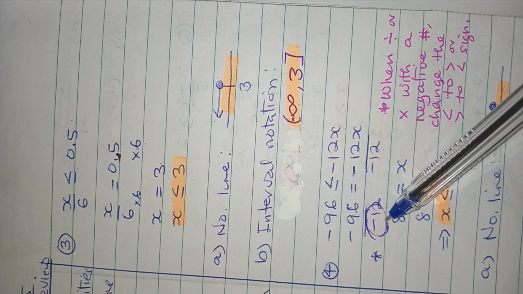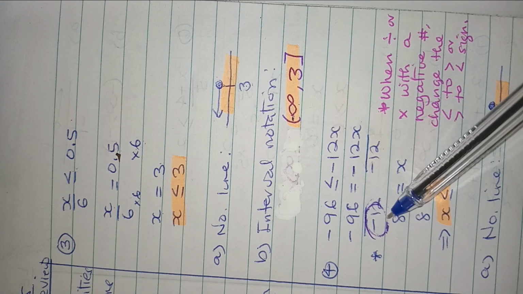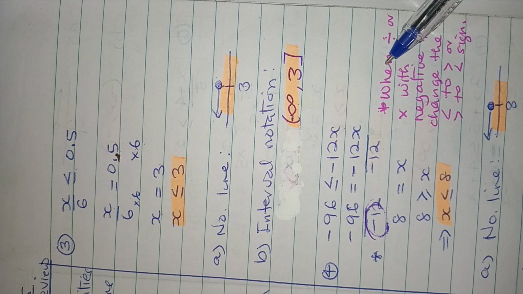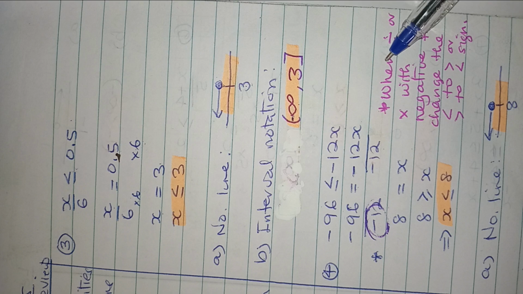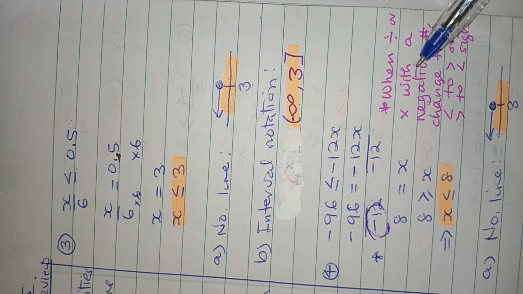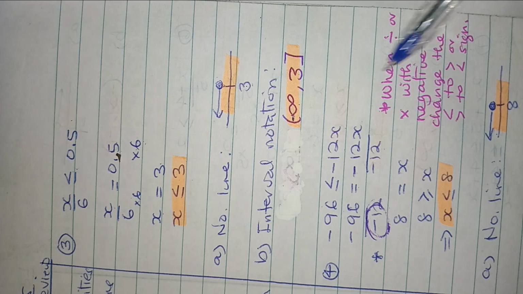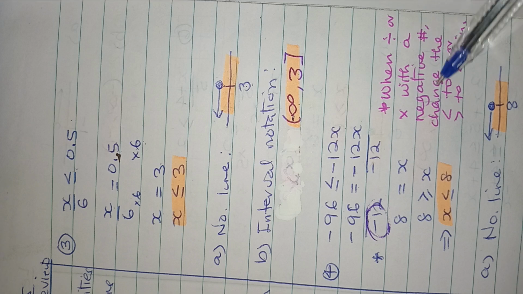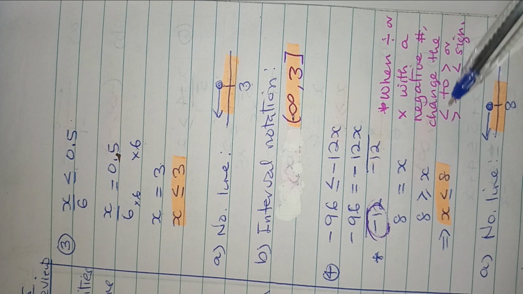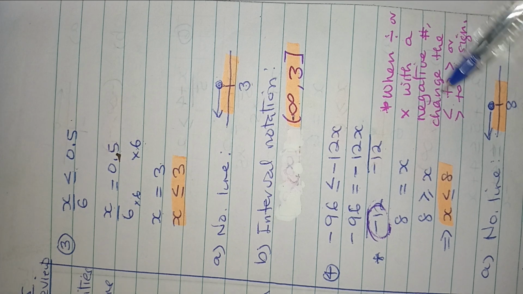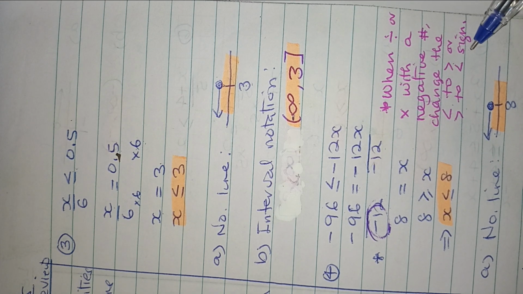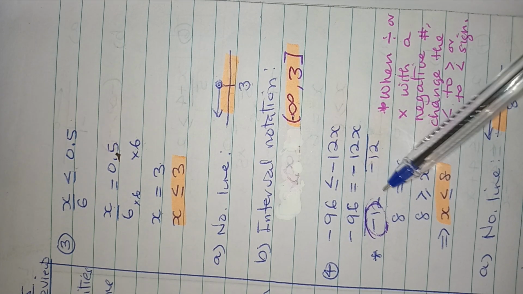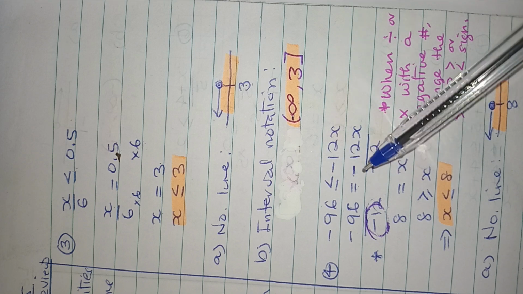And since we divide by a negative number, take note of this rule. It's only specific to inequalities, unlike the normal equations. That's a special case. Okay, when we divide or multiply with a negative number, we change the less than sign to greater than sign, or vice versa, the greater than sign to less than sign. Right, we have divided by a negative 12, so take note, our less than sign will change.